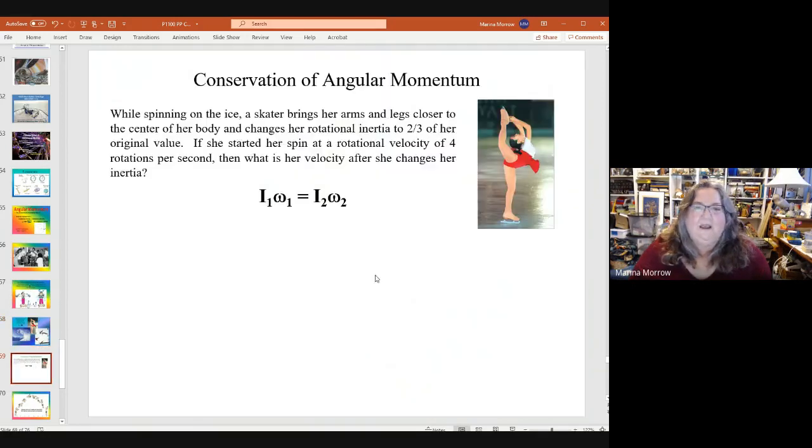Okay, so here we've got a skater spinning on the ice. She brings her arms and legs closer to the center of her body. She changes her rotational inertia to 2/3 of the original value.